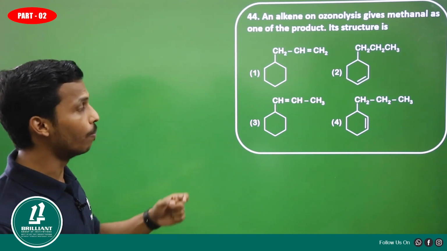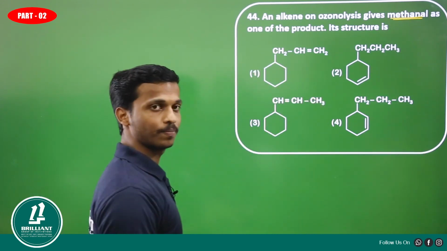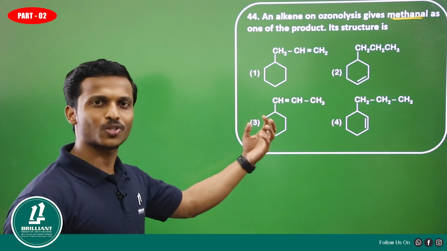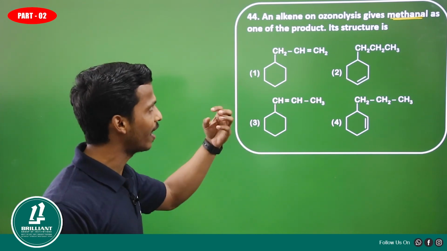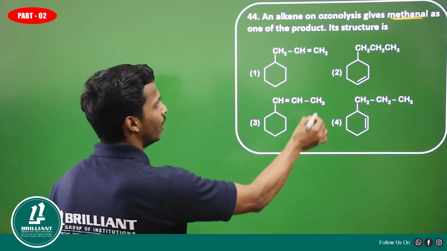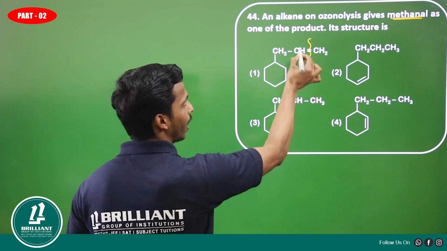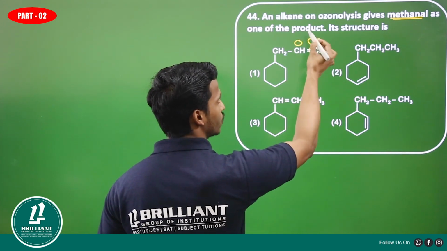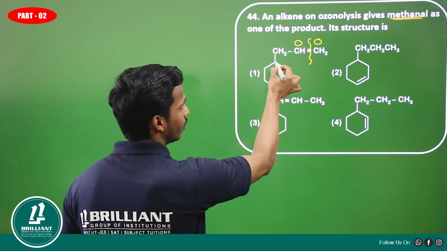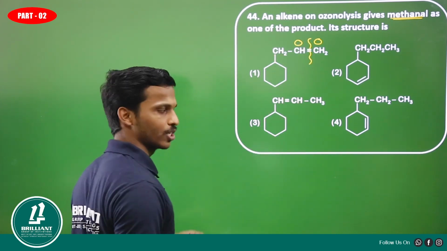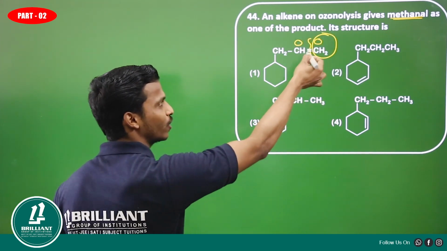So here we need methanol as one of the products. During the ozonolysis process, no need to write all the mechanism, ozonide formation, everything. We can directly calculate it. Here is the double bond. Just split the double bond and put one oxygen on the left side and one oxygen on the right side, over. What is present here? Cyclohexane, then CH2CHO. This is not methanol. What is present on the right side?